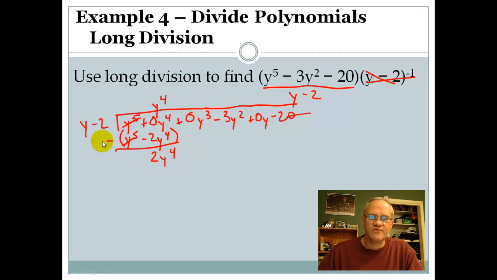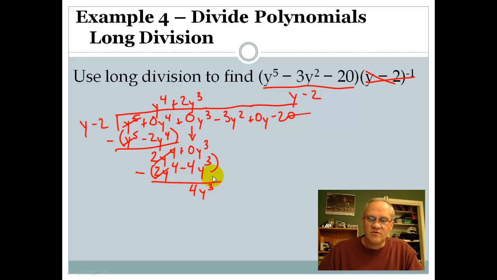All right, next, 2y to the 4th. y times what? 2y to the 3rd will give me 2y to the 4th. So 2y to the 3rd times y is 2y to the 4th. We also have to do 2y to the 3rd times a negative 2, so that's going to give me a negative 4y to the 3rd. Remember, we have to subtract this, and if you feel more comfortable, bring down 0y to the 3rd. So what do I've got here? These cancel. 0 minus a negative makes this a positive 4y to the 3rd.